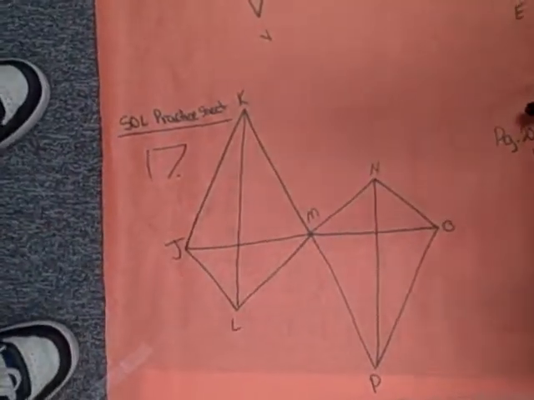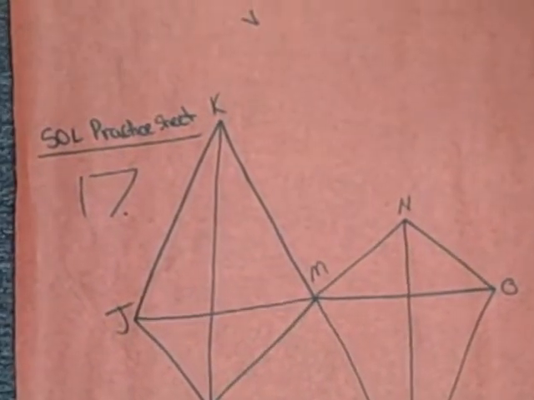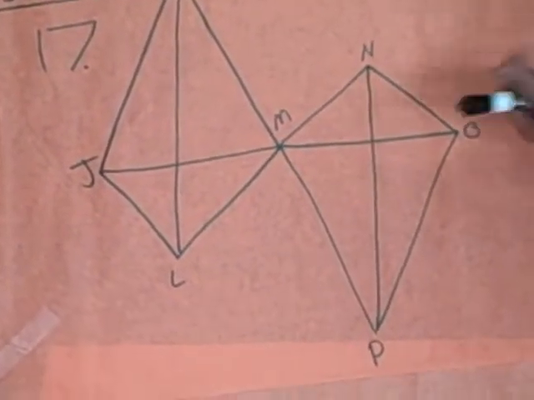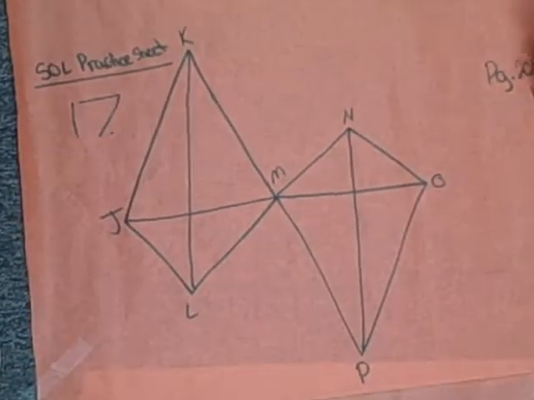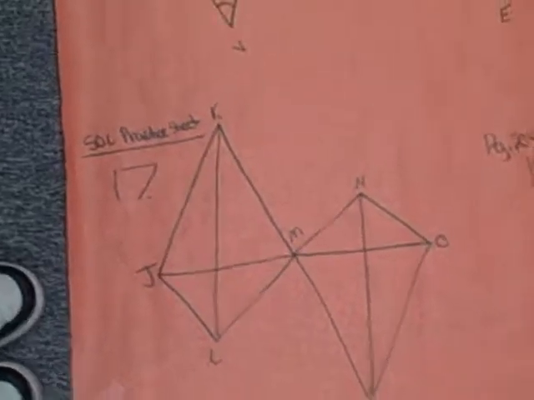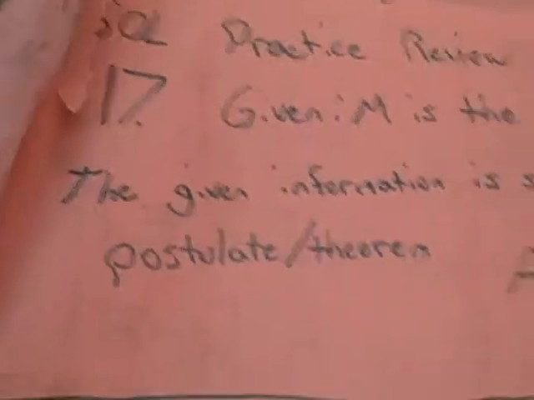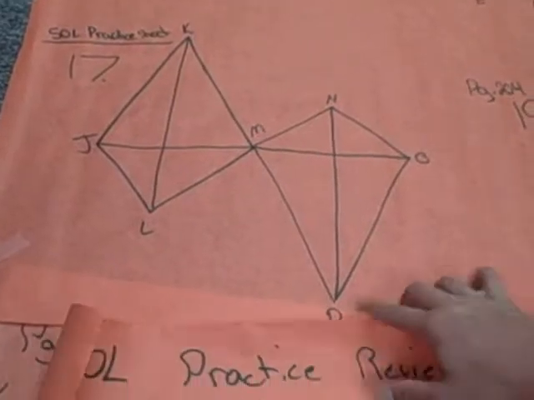Okay, now if you all come over here, we are going to do number 17 on the SOL practice sheet that did not have a year. We are trying to prove the two triangles are congruent once again. Okay, there's your picture right there. That's a P if you guys can't tell.